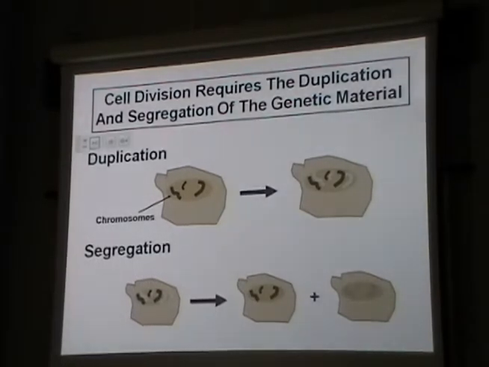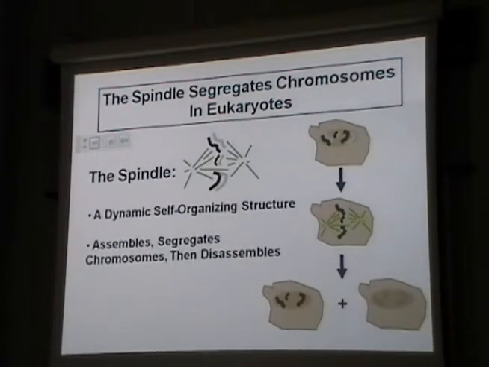Whenever a cell divides, you all know that you have DNA, which codes for proteins and tells them what to do. Whenever a cell divides, it's important that all the DNA, all the chromosomes, are first duplicated and then accurately segregated into the two daughter cells, so that every cell has the right amount of DNA. Now, the spindle is the thing responsible for segregating the DNA. It normally doesn't exist in the cell. But when the cell decides to divide, it assembles itself, divides the DNA, and then disassembles. So it's a transient structure.